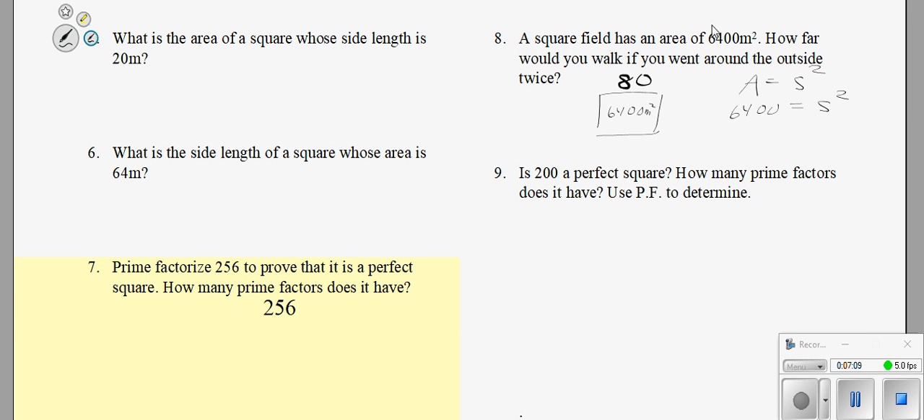Now, how far would you walk if you went around the outside twice, or the perimeter twice? What's one lap going to be? 320. What's 2 laps going to be? Double 320, it's going to be 640 meters is the distance I would walk. That's the answer. Now, let me show you how I would have done that.